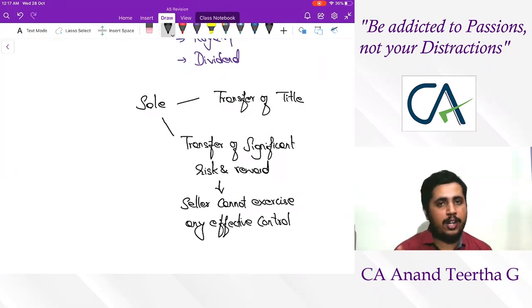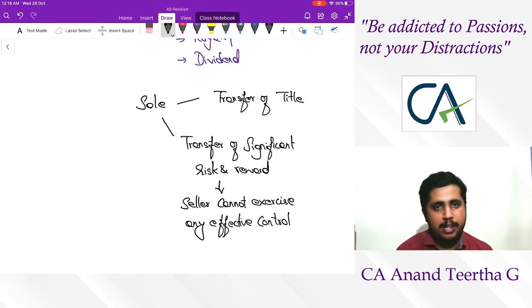Therefore, try to understand, if any goods are given on sale or return basis, since significant risk and reward is not transferred, it is not considered as sale till approval is established. Once approval takes place, risk and reward is transferred, and the sale is complete. Because till approval, what happens? If the buyer doesn't want it, he can give the goods back to me. So there is no risk and reward transfer over there. Therefore, a sale or return basis is complete only when actual approval is given by the buyer.